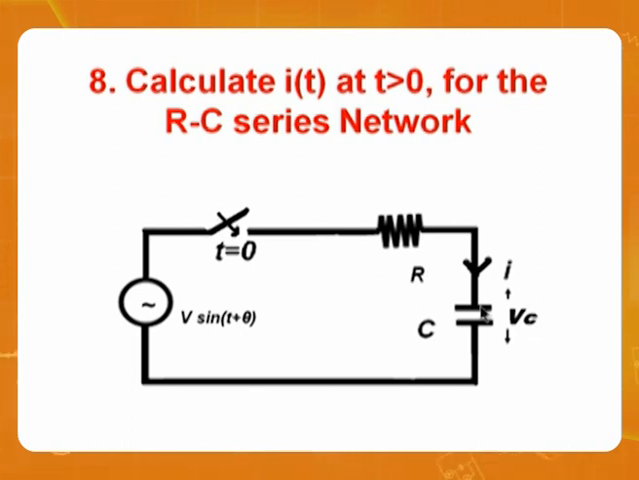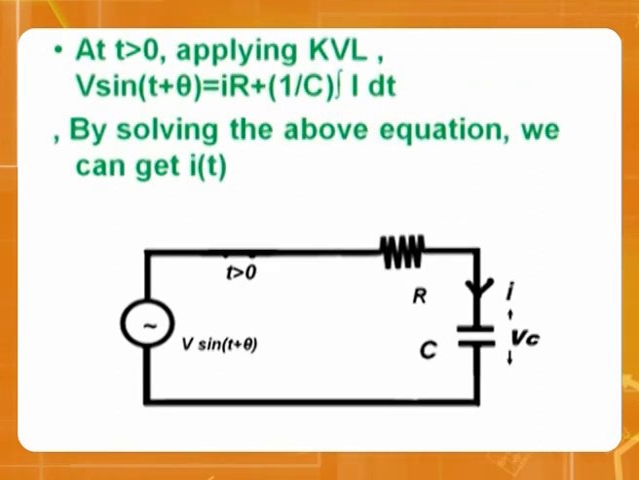RC. Slowly observe this. We have to use the initial conditions of the previous circuit. Why? Because this is the same circuit. So use the previous initial conditions, then write. So what happens here? V sin(t plus theta) is equal to IR plus 1 over C.